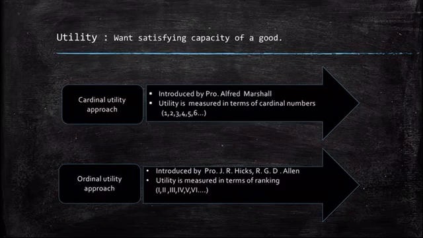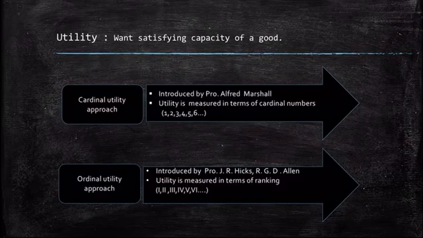Even though it is very difficult to measure utility in terms of numbers, various economists tried different methods to calculate utility. The two important methods are the cardinal utility approach and the ordinal utility approach. To begin with, you already know what the cardinal utility approach is. It was introduced by Professor Alfred Marshall.